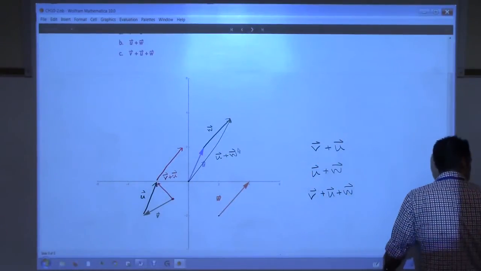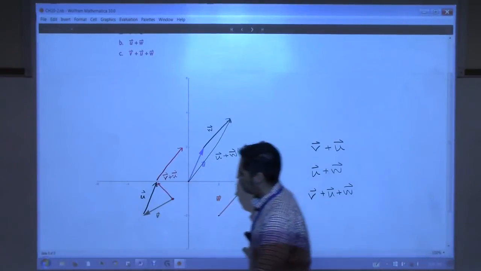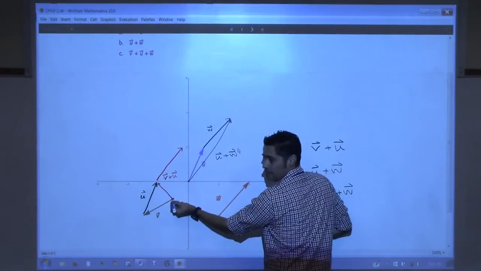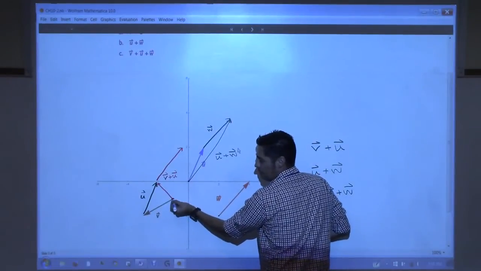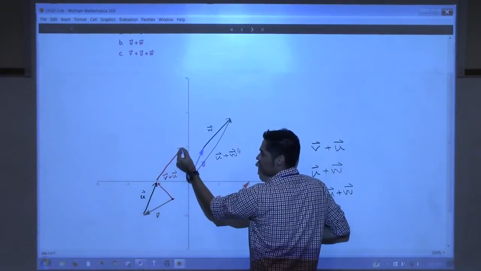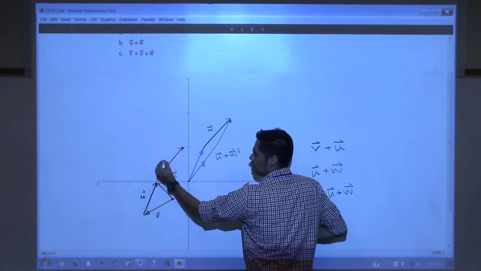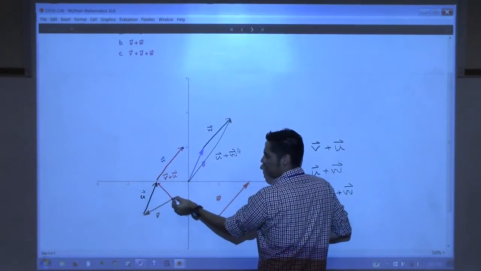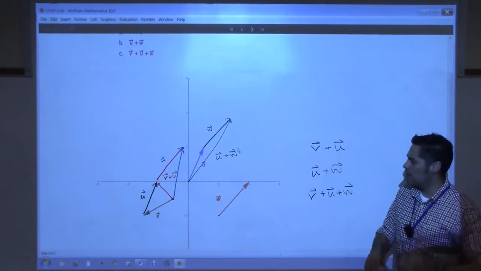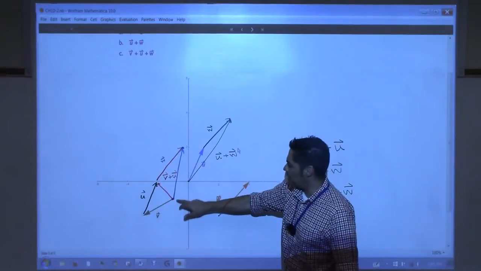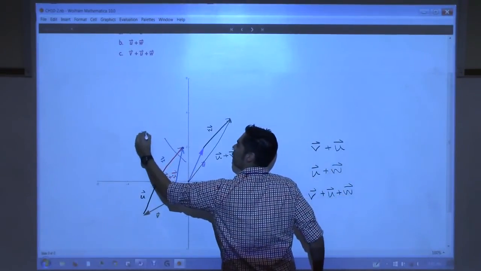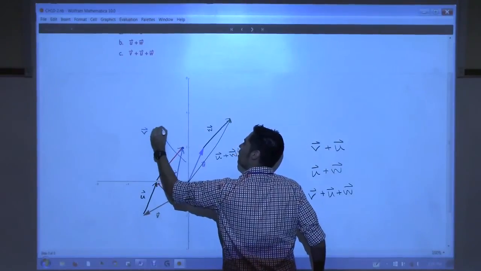So the vector v plus u plus w will start out at the tail of v, go out, up, up, and that'll attach to the tip of w. So going from here to here. I don't know how the color is going to come out on the video, but it's this blue vector going from here to here. That is the vector v plus u plus w.